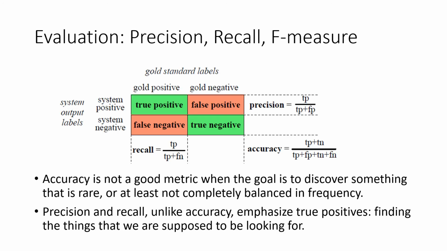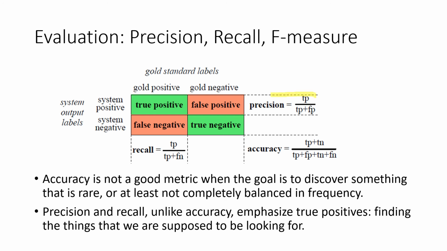In order to evaluate our classifier, we need a robust metric. However, accuracy is not a good metric when the goal is to discover something that is rare or at least not completely balanced in frequency. Therefore, we rather use precision and recall that, unlike accuracy, emphasize true positives, finding the things that we're supposed to be looking for. Precision measures the percentage of the items that the system detected that are in fact positive.